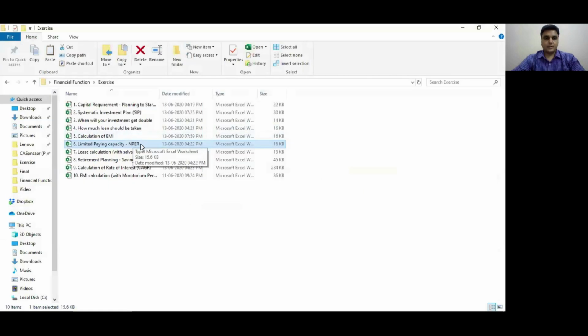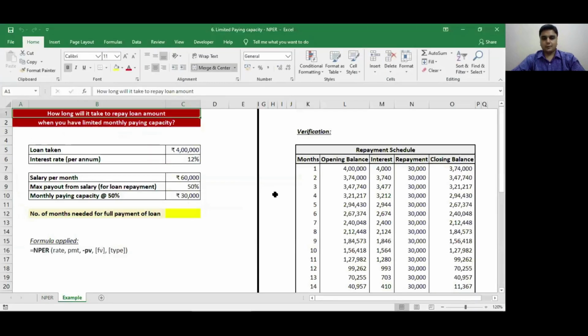In this, we will learn how to calculate the number of periods. Like for example, I've taken a loan of 4 lakh rupees. The rate of interest is 12%. I have a salary of 60,000 rupees and I can afford only 50% of my salary in the form of EMI, which is 30,000 rupees. So how much time will it take me to pay this entire 4 lakh if I start making the payment of 30,000 rupees on a monthly basis?